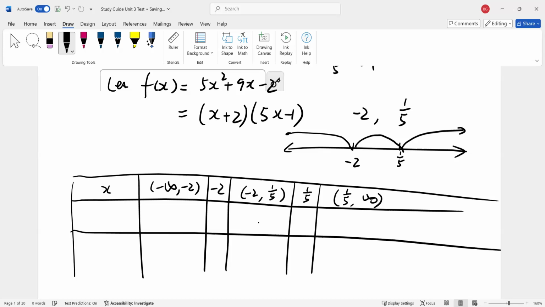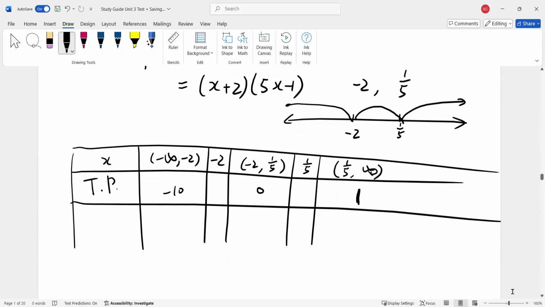Next row, testing point. Negative infinity to -2, let's do -10. And -2 to 1/5, let's do 0. 1/5 to infinity, we can do 1, or we can do 2. Do 10, it doesn't matter. We can do 1 here. And the last row is the function in the factored form, which is x plus 2 times 5x minus 1.